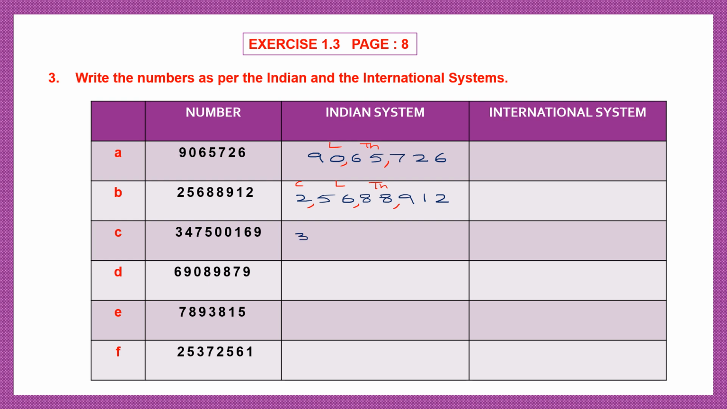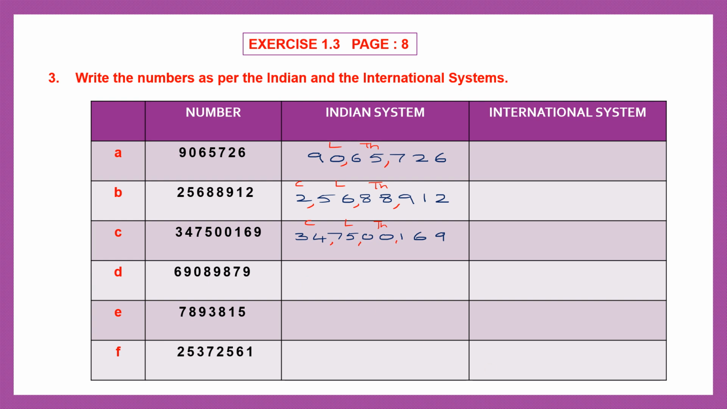Let's write down the next number. So that is 347500169. Indian system, you have the 3 digits and then the comma, and after that, after every 2 digits you have a comma. So 1 2 comma 1 2 comma. Now this becomes 34 crore 75 lakh, and there's nothing in the thousands place, 169.